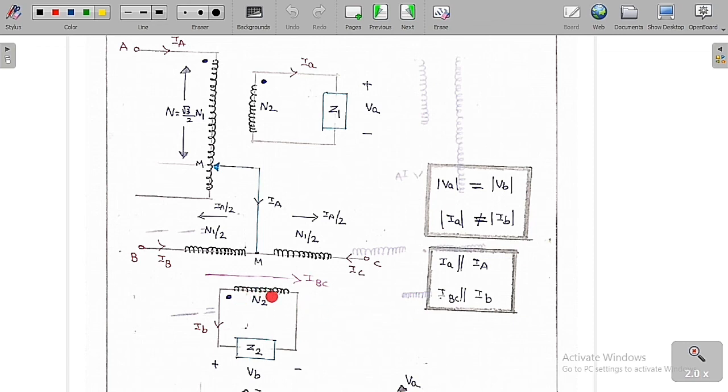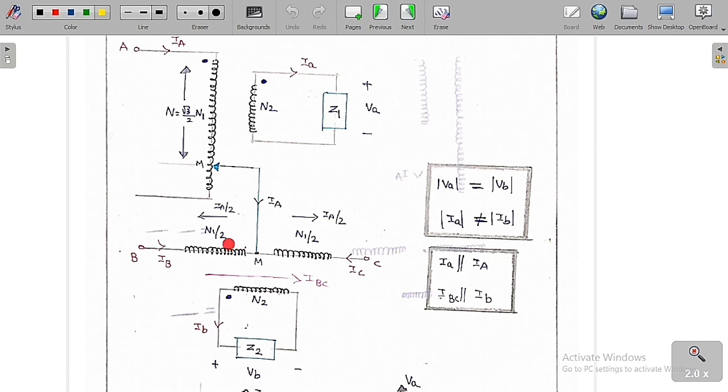So this is the secondary. We are going to connect a load of Z2 impedance, and this is the load voltage VB. The load of Z1 we are going to connect here, with the load voltage plus or minus VA, and the load current is IA here. I am going to connect at this terminal M. Therefore the primary having a number of turns is equal to root 3 by 2 N1, where N1 is the total number of turns of this primary transformer.